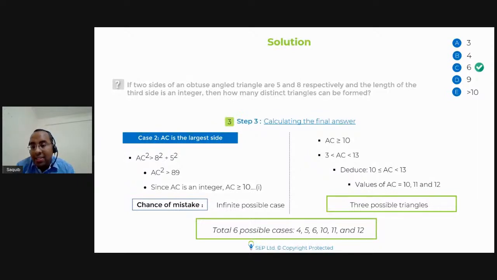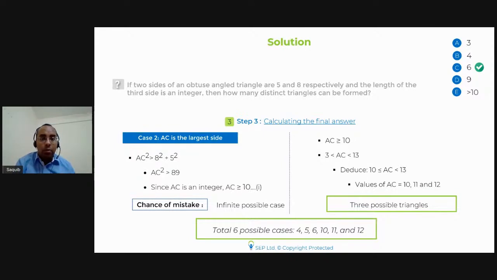Okay, so I hope guys this is clear. This question basically was targeted to tell you that half-baked or incomplete knowledge can cause a problem. If you know just the properties of a triangle but not of an obtuse triangle, you'll end up making a mistake. You'll end up marking the wrong answer.